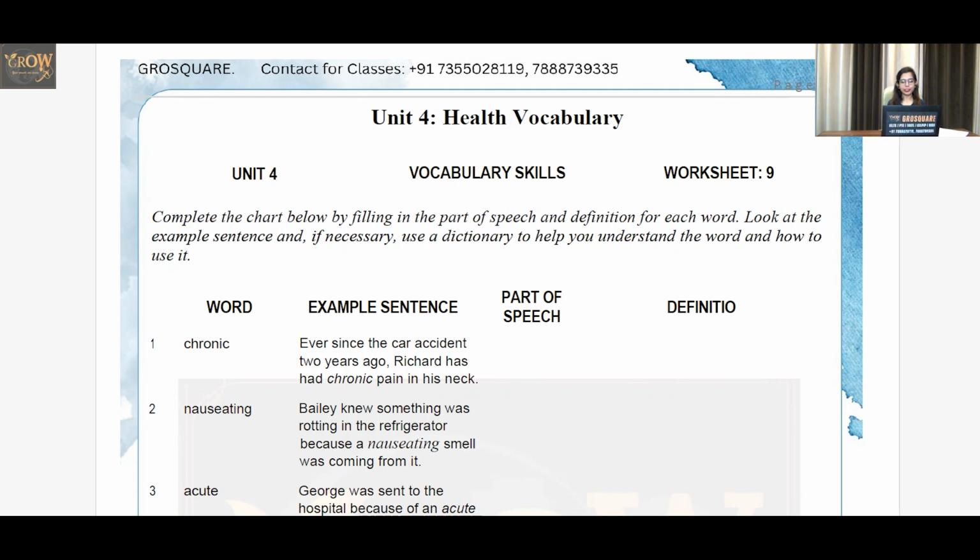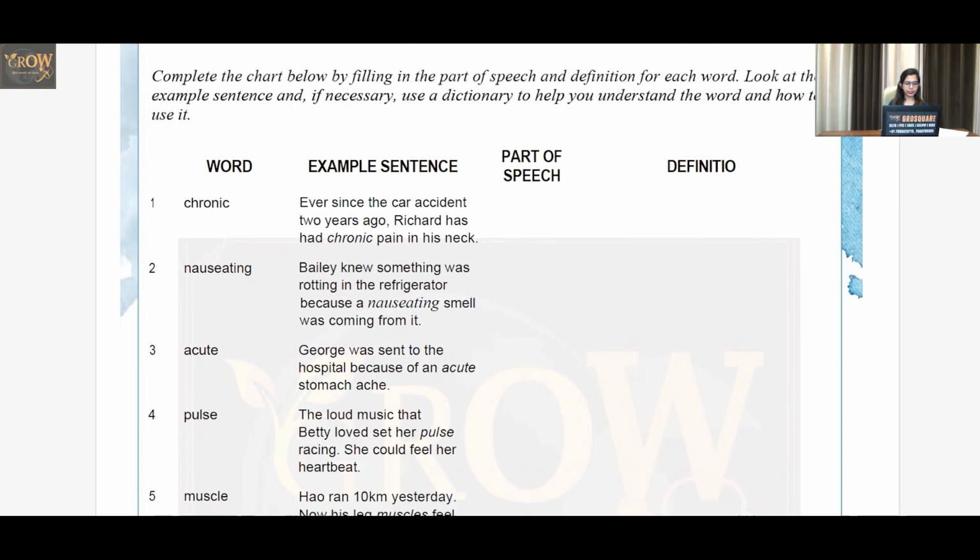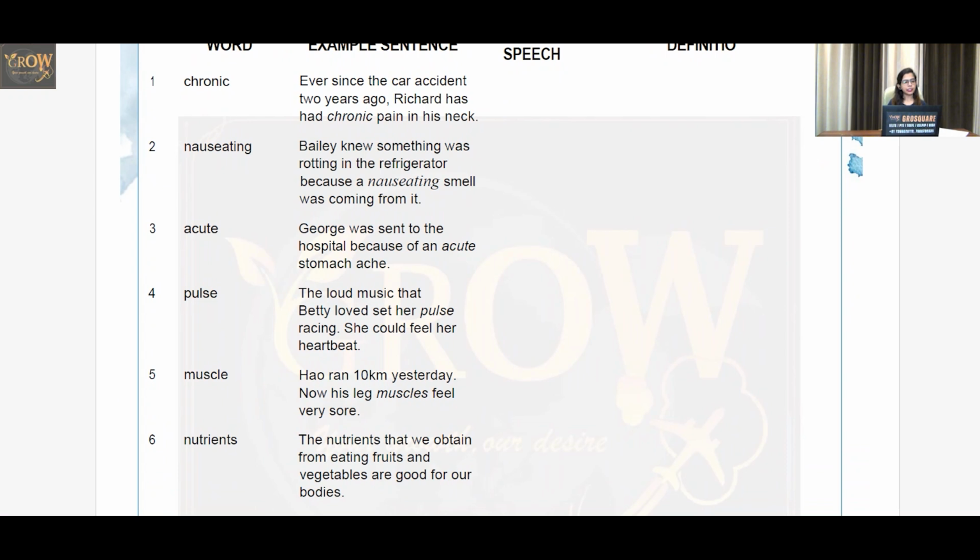So, hey everyone, today I'm back here to discuss the next chapter, and today's vocabulary lecture is going to be based on health, right? So, without any halt, let's start with the very first word. Today's very first vocabulary word is chronic, right?